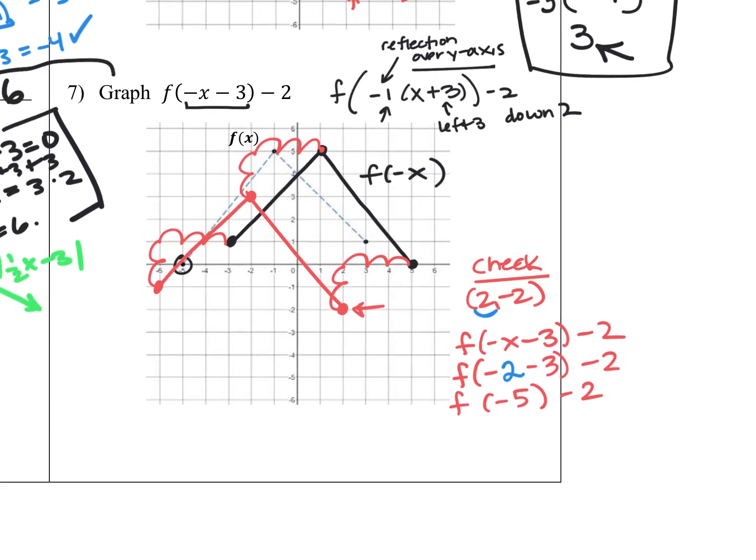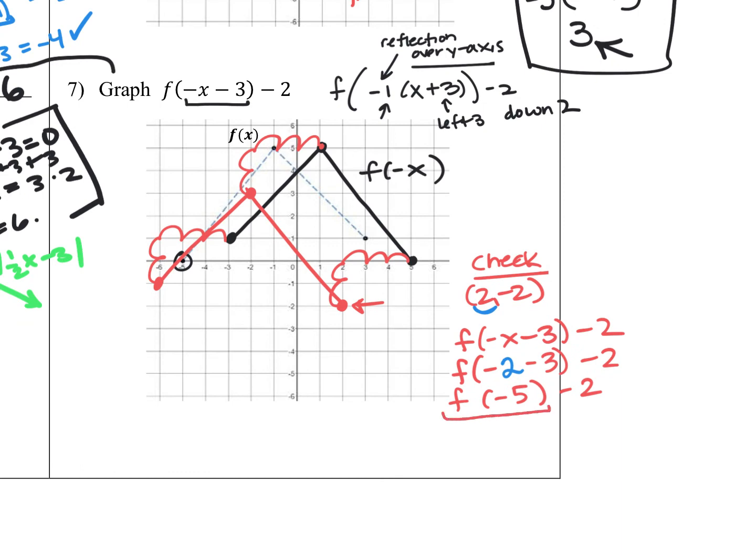Well, f of negative 5, again, this is just our regular function, that was our first dotted guy. Let's see what happens. At f of negative 5, on that original dotted blue guy, we were right here at negative 5, 0. So at f of negative 5, we're at 0. Minus 2 makes negative 2. So that checked. Again, you could check another one, make sure that it works, but that's our function. So the red one, again, is f of negative x minus 3 minus 2.